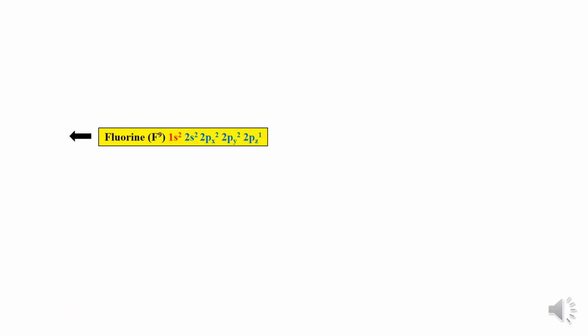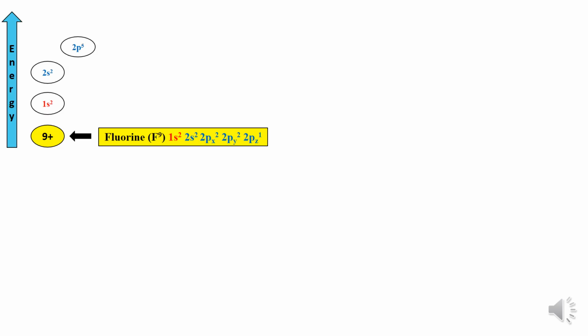Moving on to fluorine, atomic number 9, 9 protons in the nucleus, 9 electrons in their respective shells or energy levels. So the Aufbau principle: electrons first fill the lower energy orbitals before filling the higher energy orbitals. And even Pauli's exclusion principle is satisfied: no more than 2 electrons in each orbital, with opposite spin.